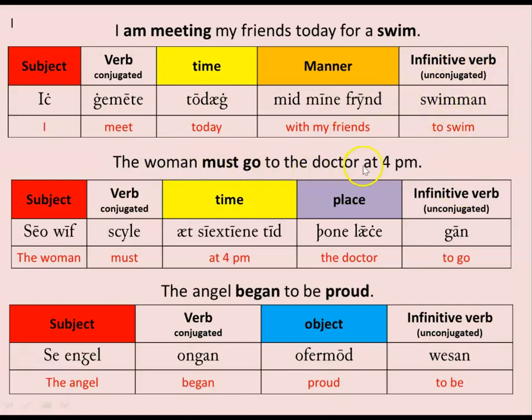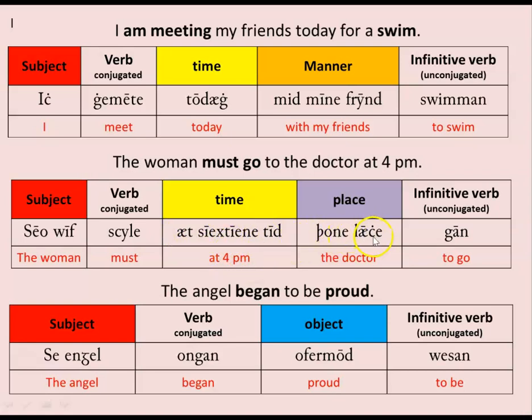Okay, so subject, verb, time, manner, and then the second verb at the very end. The woman must go to the doctor at 4 p.m. Seowif shula at 6 tiena tid thonalacha gan. Seowif, feminine, the woman. Seo, the nominative demonstrative article, is seo. The verb is third person singular present tense, shula. So the woman shula at 6 tiena tid, the 16th hour, which is 4 p.m. in the afternoon.